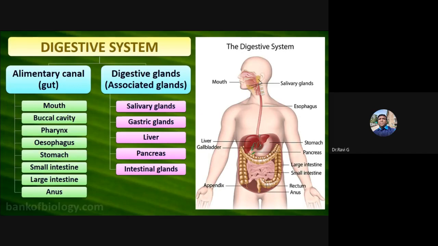So the digestive system is divided into two major parts. That is the alimentary canal, or we also call it the gut. Then the digestive glands, or the associated glands. So the alimentary canal commences from the mouth. Mouth leads into the buccal cavity or the oral cavity, and it leads into the pharynx, which is a common opening between the windpipe and the food pipe.